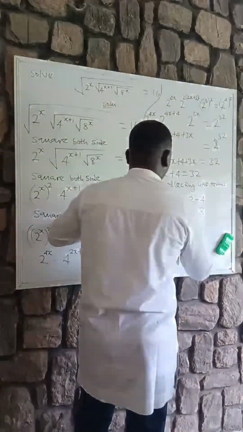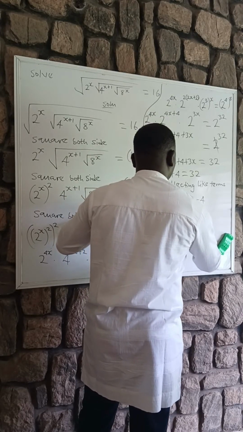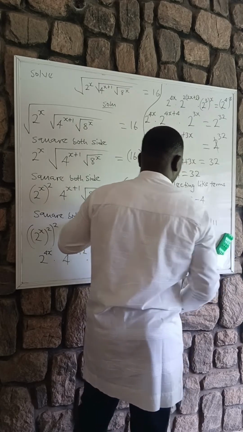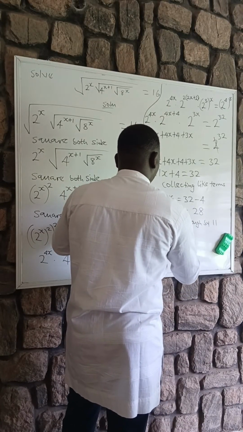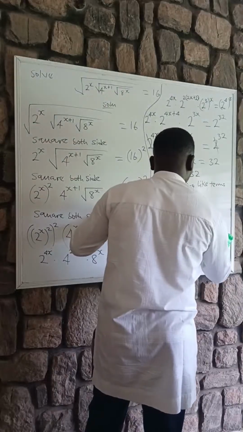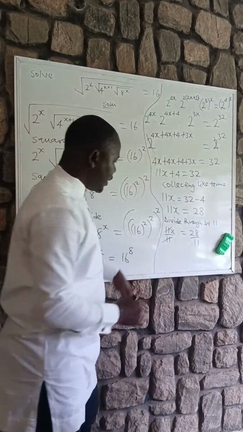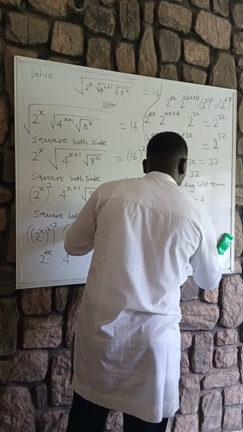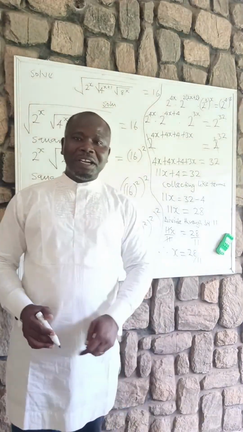So at this point, what we need to do, we now write divide through by 11. It means here will be 11x all over 11, according to this statement, true or false. Then equals 28 all over 11. This and this we cancel. Then the final answer is going to be x equals 28 all over 11. This is the final answer.